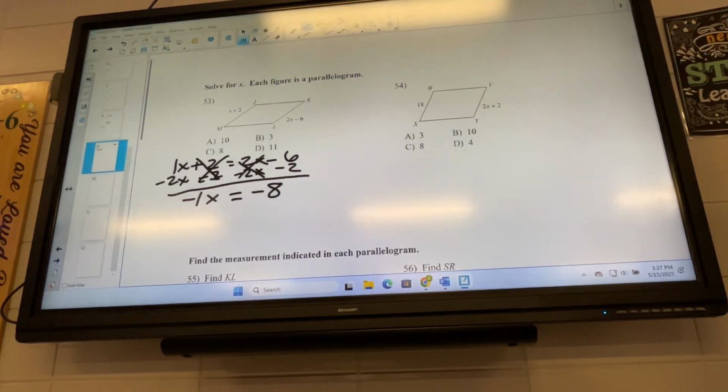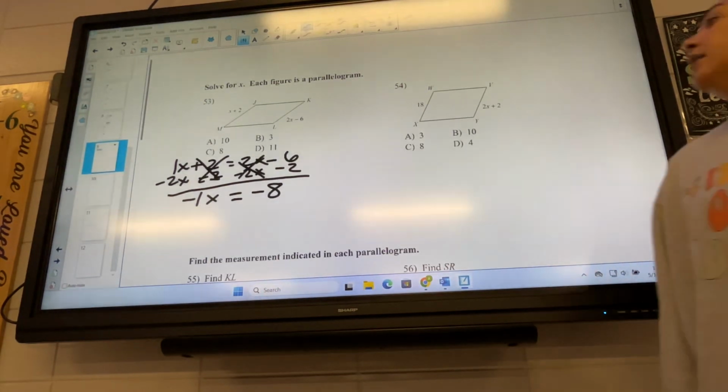Okay, and then what needs done? Divide by negative 1. So negative 8 divided by negative 1. Positive 8. Okay, and so that's going to be C.